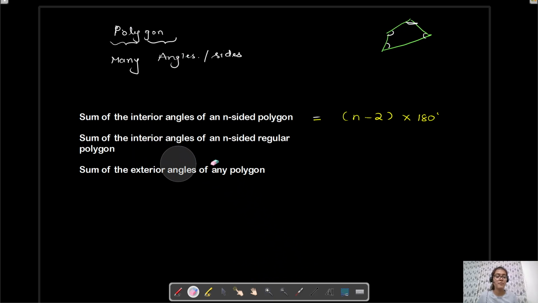Now we have something called a regular polygon, an n-sided regular polygon. A regular polygon is a polygon in which all the sides are congruent. So a quadrilateral can become a square or a rhombus. Square and rhombus, they both are regular polygons.